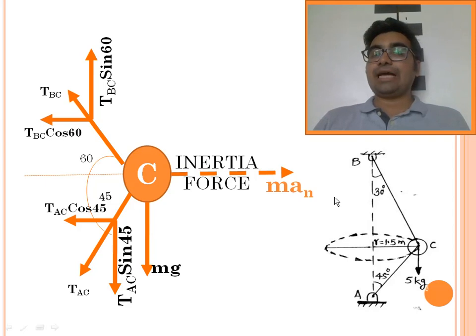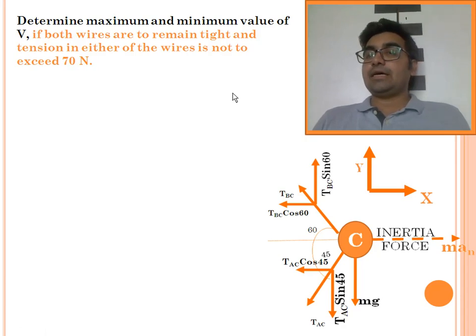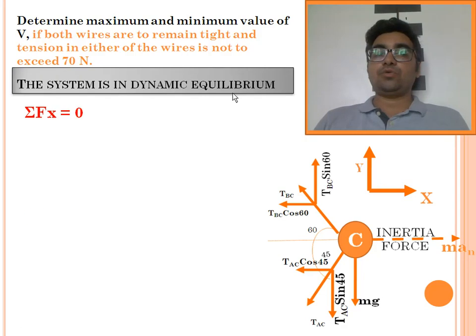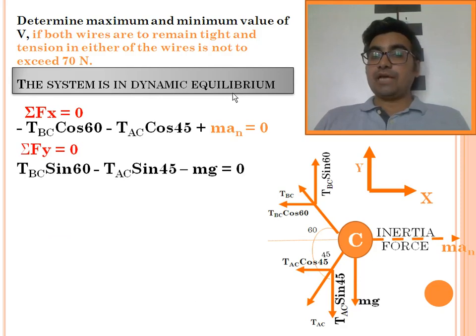Once the system is in dynamic equilibrium, we can apply the conditions of equilibrium and we can find the desired answer. So in this question, we are supposed to determine the maximum and minimum value of velocity if both the wires are supposed to remain tight and the tension in either of the wires does not exceed 70 Newton. So let's first of all apply the conditions of dynamic equilibrium, and we are going to write down two equations, summation Fx equals 0 and summation Fy equals 0. I have considered x rightward as positive and y upward as positive.